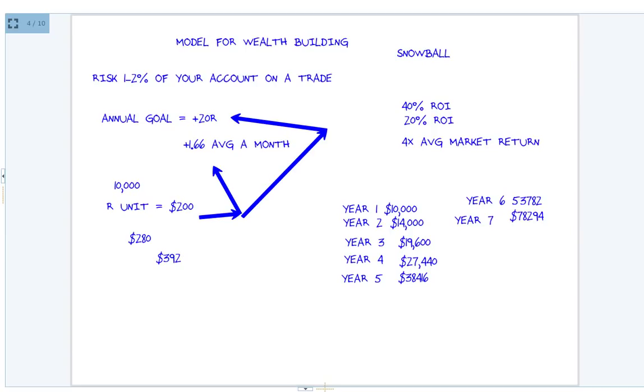78,294, right? So now look at this. In the first year, you started with $10,000. In 7 years, that $10,000 account is at 78,294, and that is only making 1.6 hours a month. I mean, that's like a cheap goal that I had. This is my model, 20 hours my goal on a wealth building style.